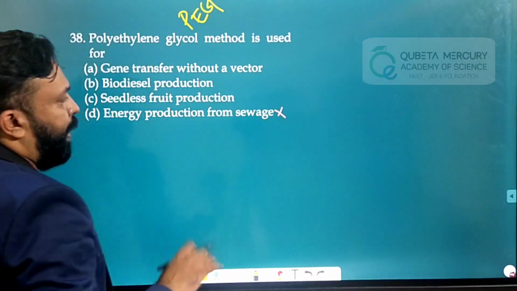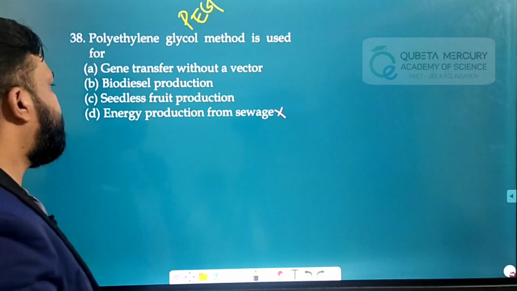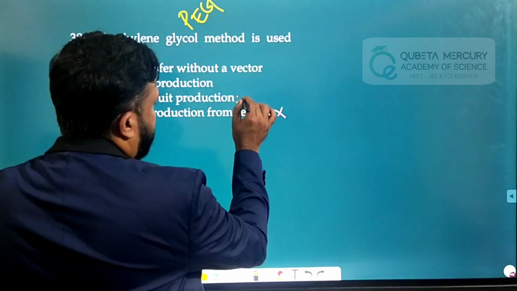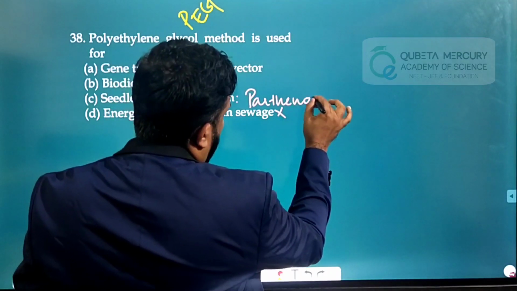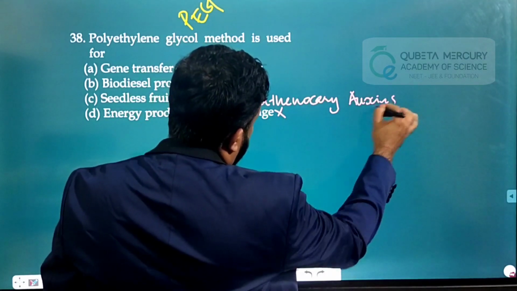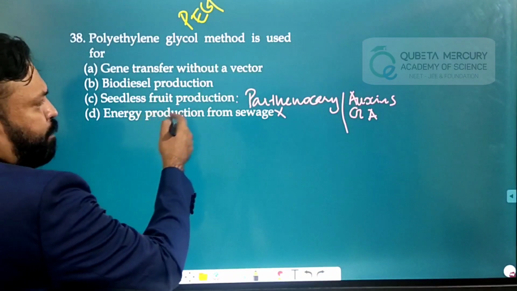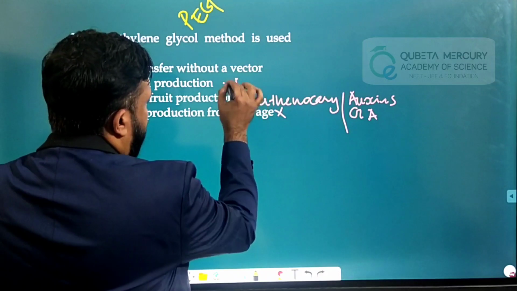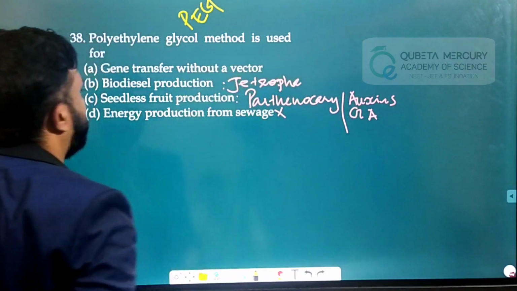From sewage, the biogas can be produced using the methanogen bacterium. Seedless production is called the parthenocarpy. For the parthenocarpy, hormones like auxins and gibberellins are applied. And for biodiesel production, the plant Jatropha is used.